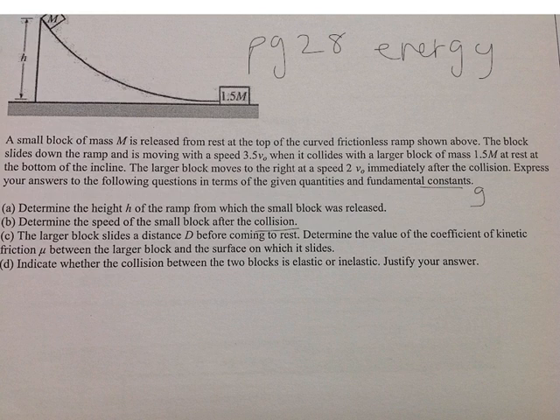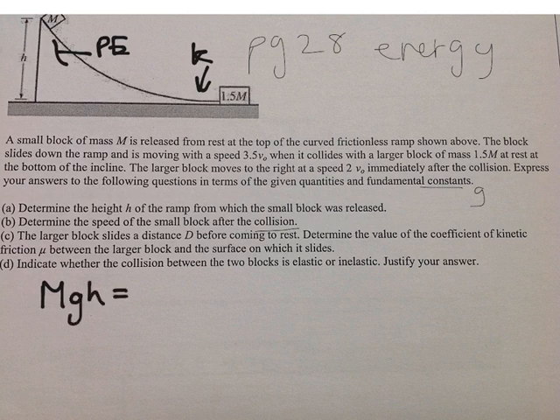Okay, so now that you've done it on your own, the easiest way to determine the height of this ramp is using conservation of energy. We know at the top it has potential energy, and when it gets to the bottom it should only have kinetic energy. So at the top it has potential energy, mgh, and at the bottom it has kinetic energy, 1/2 mv squared.